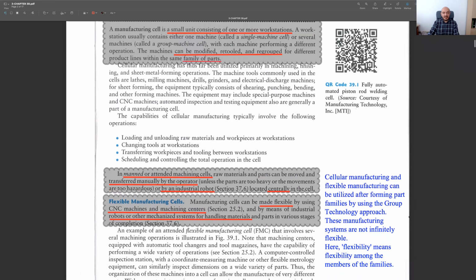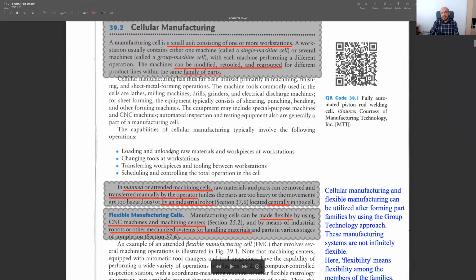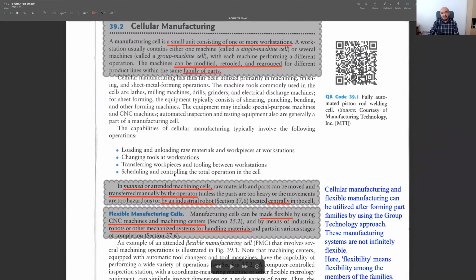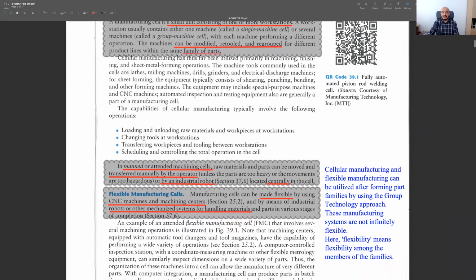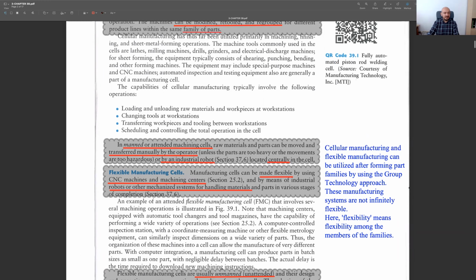so that similar products will easily be manufactured. And in cellular manufacturing, sometimes we may have robots, or if it's a manned machining cell, then we should have workers around, and they will be responsible for carrying the items from one station to the other station. But for dangerous environments, let's say toxic environments, it's better we use an industrial robot at the center, so that it will be responsible for these tasks.